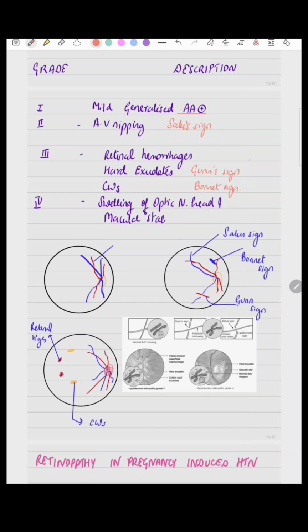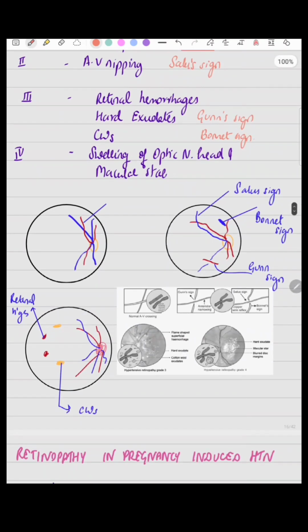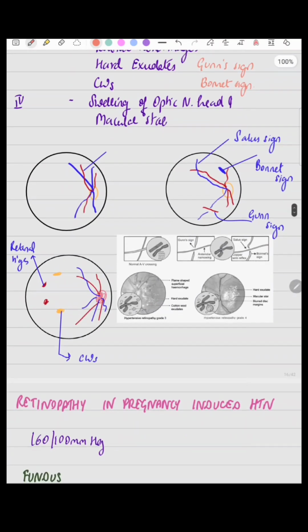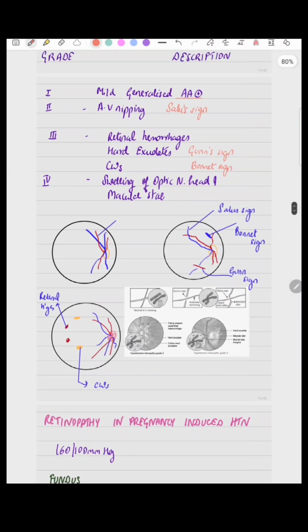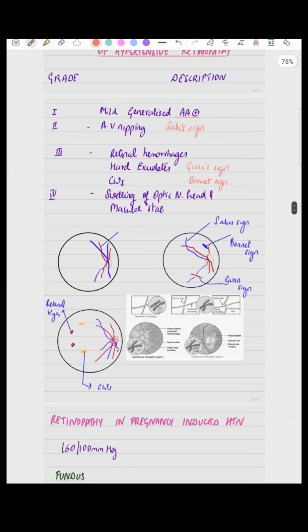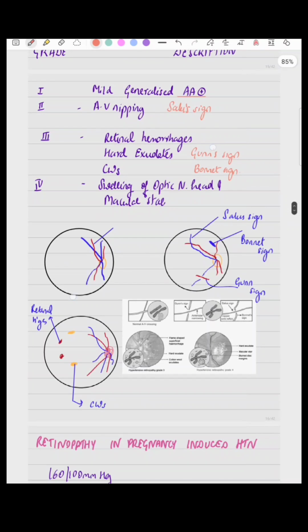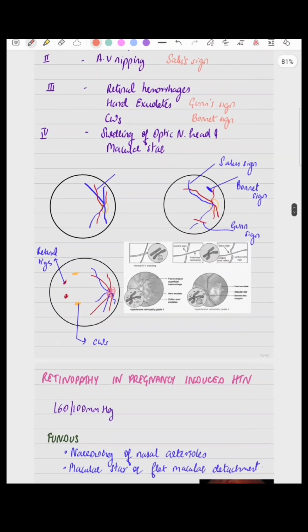Cotton wool spots, flame-shaped hemorrhages, everything will be seen. Hard exudates, cotton wool spots. Gunn sign is tapering of veins on either side of the AV crossing. Bonnet sign is banking of the distal vein. You can remember banking of the veins distal to the AV crossing. And in grade 3 there will be cotton wool spots, hard exudates, superficial flame-shaped hemorrhages, etc. In grade 4 it includes grade 3 changes plus papilledema and silver wiring of arterioles.